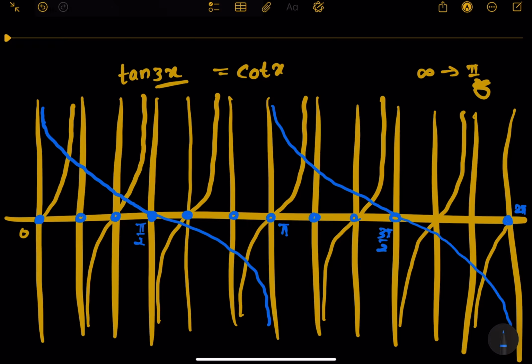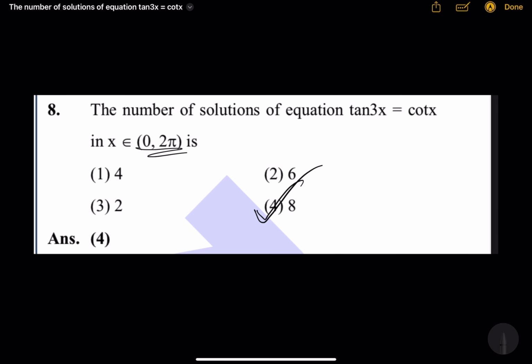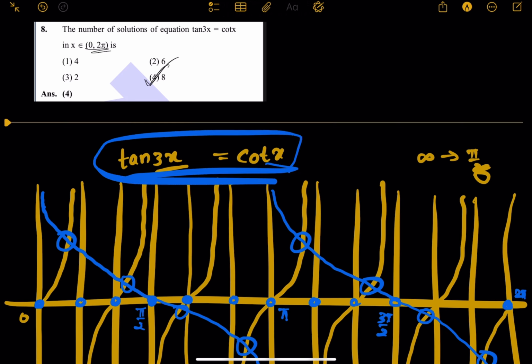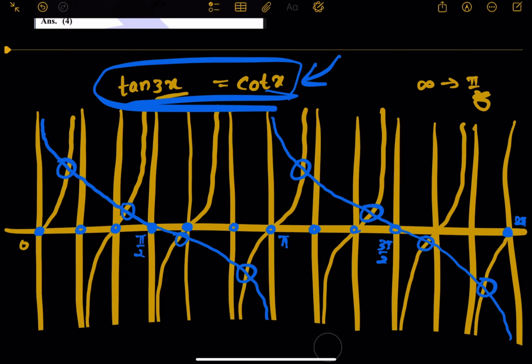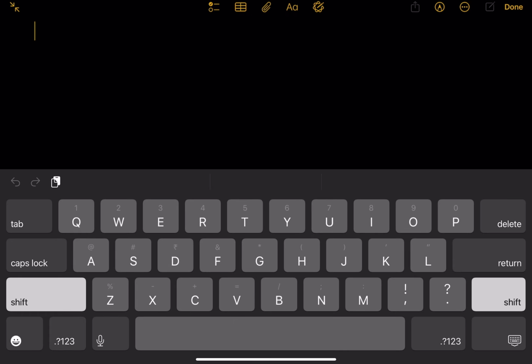Now they are asking us to find the number of solutions in the interval 0 to 2 pi. So 1 solution, 2, 3, 4, 5, 6, 7, 8. So 8 solutions. Whenever possible, there is a scope of making a mistake if you are doing it through algebraic manipulations. But when you draw the graphs, the roots will be in front of your eyes. You just have to count them. All right, let's move to the next question.